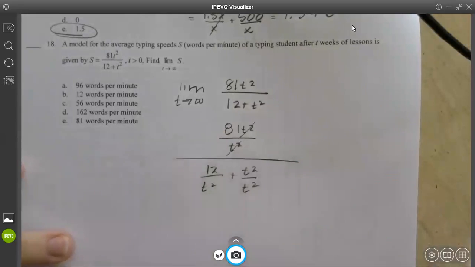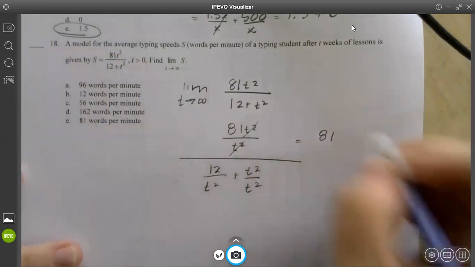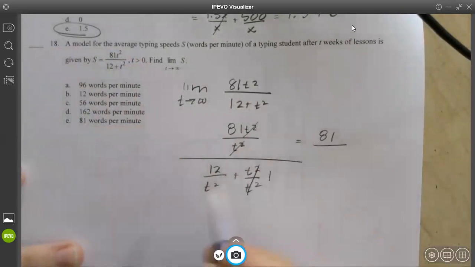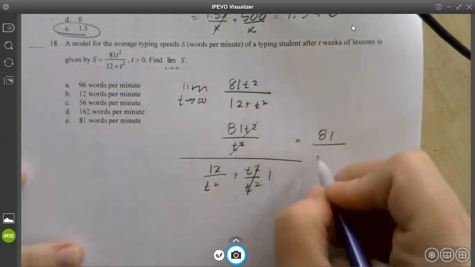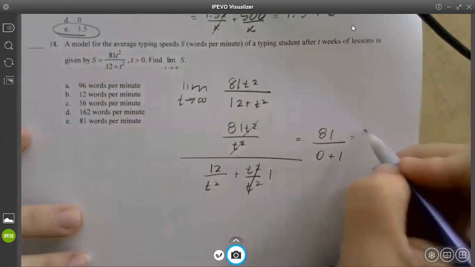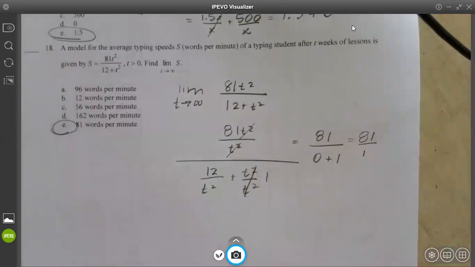Our t squares cancel on the top. What is the limit of 81? On the bottom, our t squares cancel out, giving us 1. 12 over t squared, the limit is 0, and the limit of 1 is 1. So we get 81 over 1, or just 81.